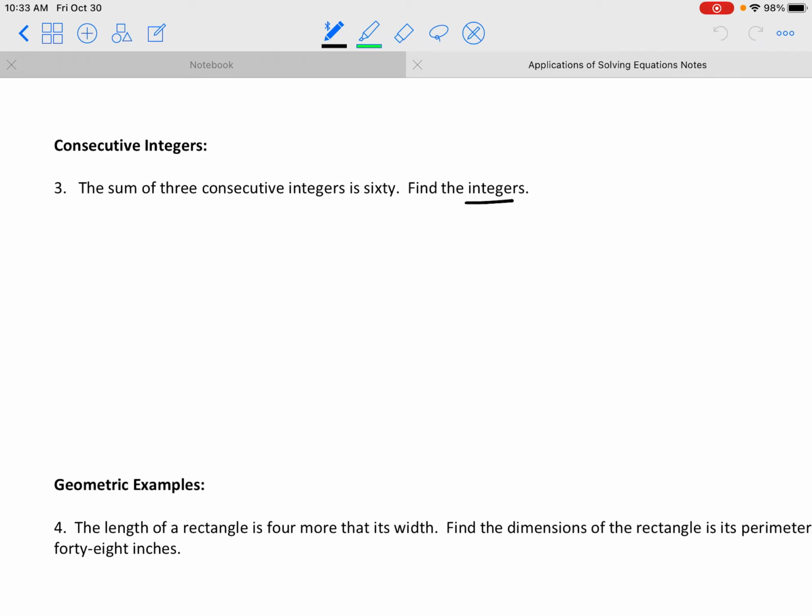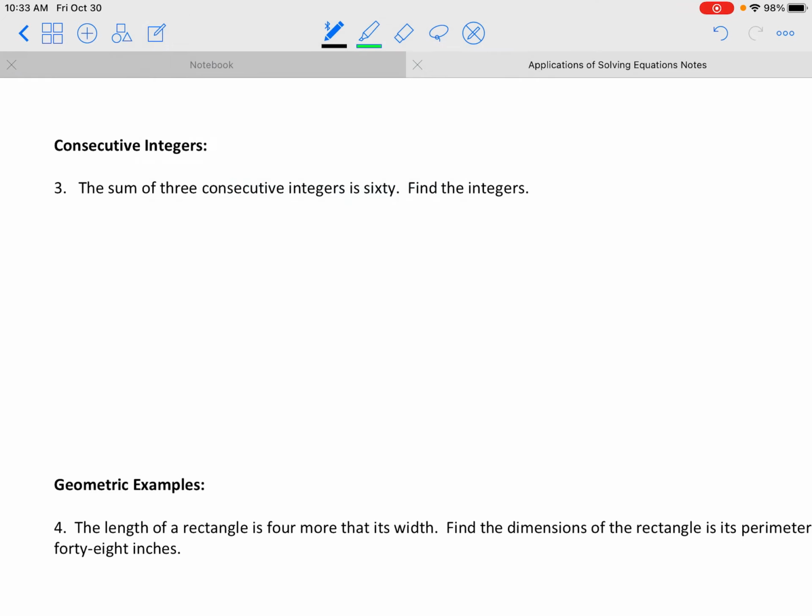Integers, if you aren't aware, those are positive and negative whole numbers. So -3, -2, -1, 0, 1, 2, 3, and so on, forever in both directions. No fractions or decimals in there, just all the positive and negative whole numbers are the integers. Okay, so we're actually looking for 3 of them, and they're to be consecutive. So do you know what consecutive means?